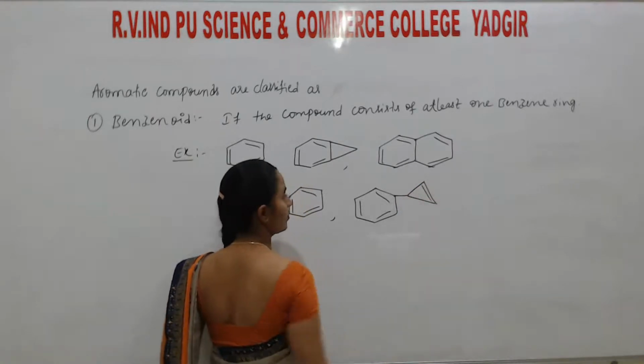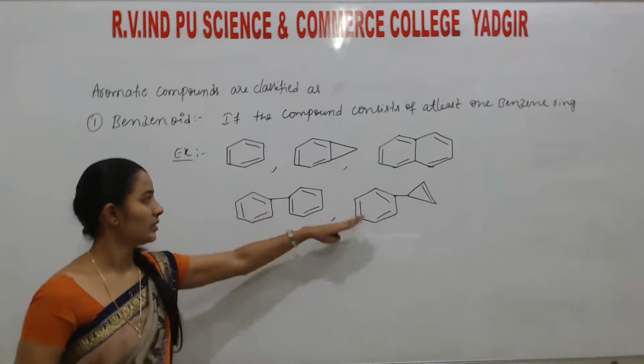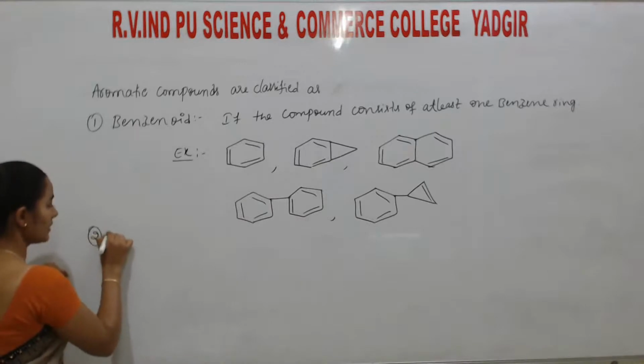This is also an example for benzenoid. They consist of at least one benzene ring. This is benzene, benzene, benzene. Understand? So the second one is non-benzenoid.